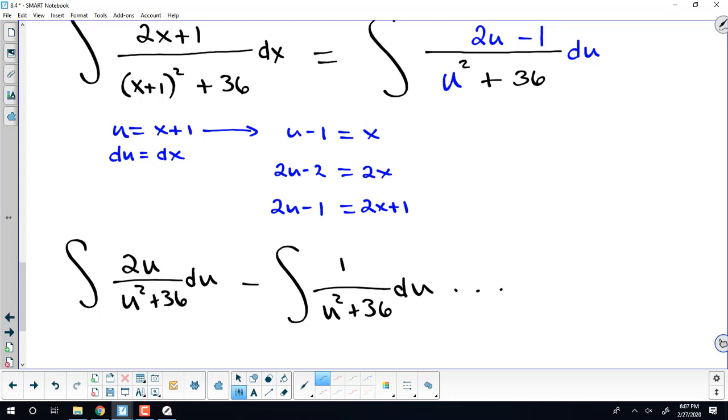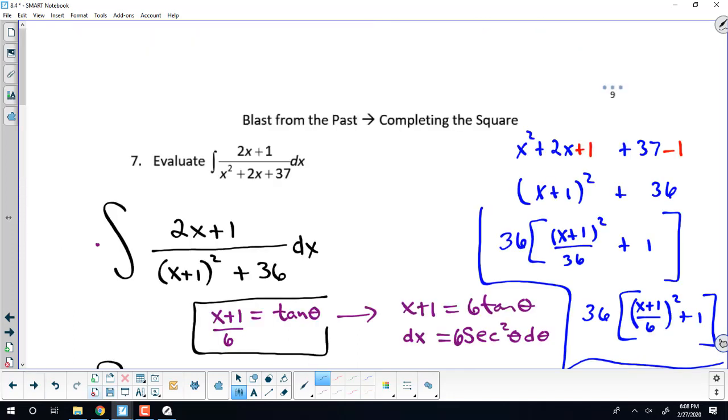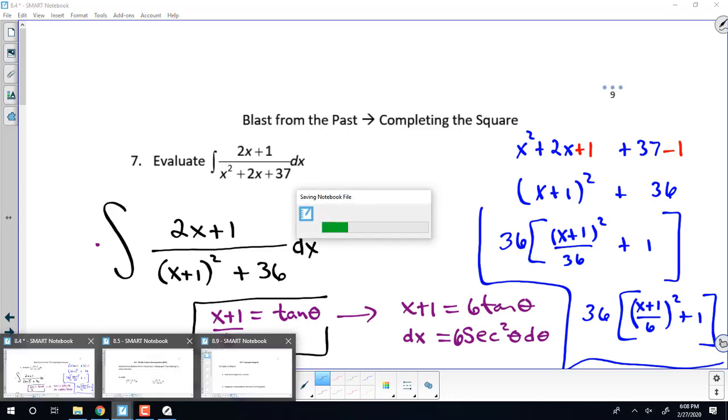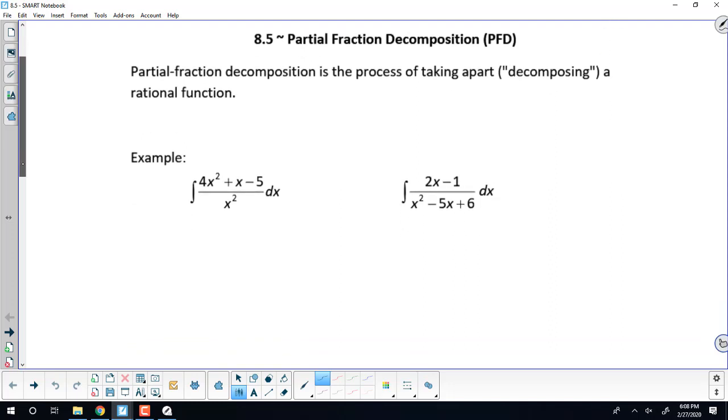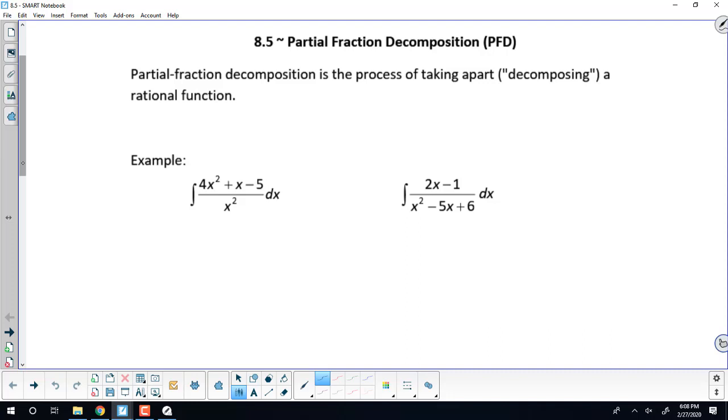That is it for 8-4. All right, then we'll finish off 8-4 with that example. 8-5 is our last integration technique. The rest of the unit, 8-9, deals with improper integrals, and then in chapter 9 we look at 9-1 and 9-3, which are an introduction to differential equations. So it's a really basic introduction.